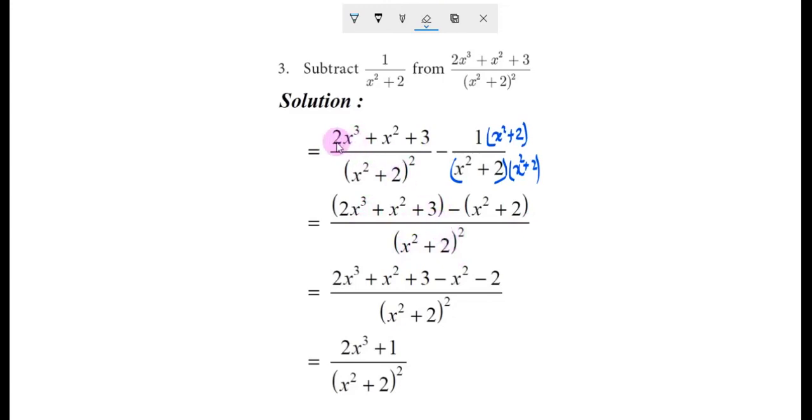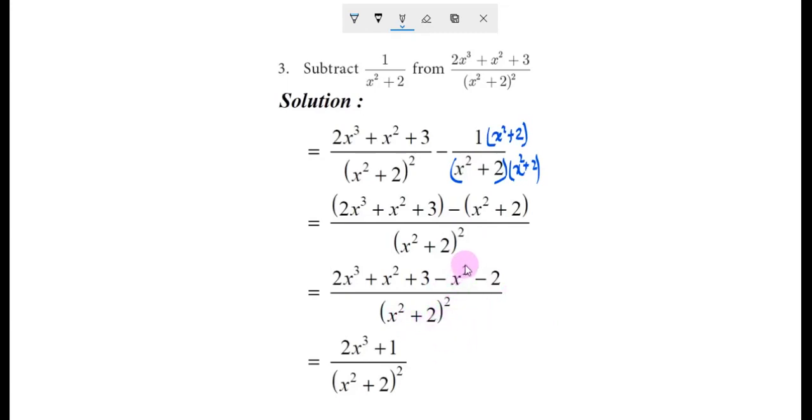Now let us consider the numerator. 2x cube plus x square plus 3 minus (x square plus 2). Then the next step, 2x cube plus x square plus 3, now multiply the minus inside. So minus x square, because here we have plus x square, and when we apply minus it will be minus x square. Here we have plus 2, so minus into plus is minus 2. Understood? So minus x square minus 2, the whole divided by (x square plus 2) the whole square.